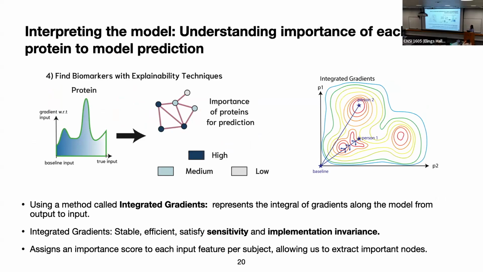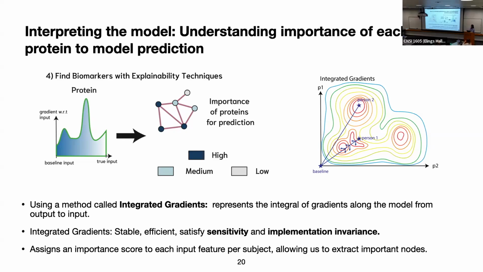On the right there, you see a toy image. Say this is the landscape of NFL prediction, and P1 is protein 1, P2 is protein 2. You're going to have two people with different values for those. So you take a straight line from a baseline to those people, and you take the integral of the partial gradient with respect to each of those proteins to understand how much these proteins are contributing to this final result. And we picked integrated gradients because it's stable.